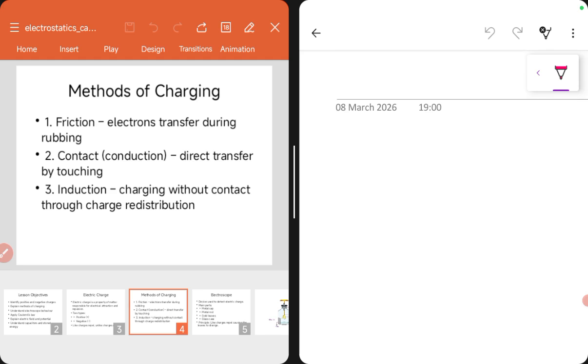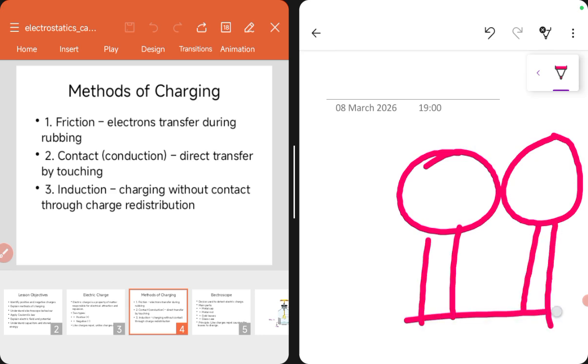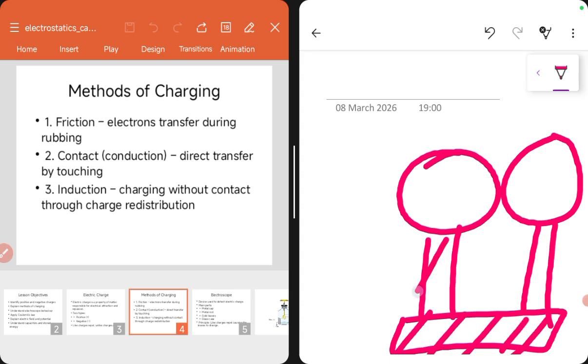So let's say I bring two uncharged conductors. Uncharged means they don't have a charge. I'll bring them near an insulator to prevent the net flow of charges between them. So let's say this is our insulator. So both of them are uncharged.